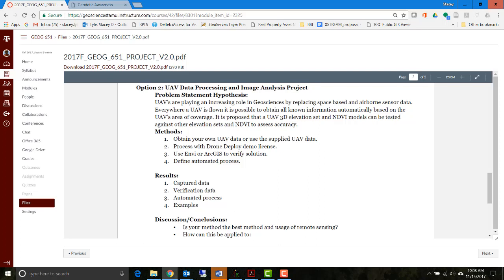So the results will be your captured data, your verified data, the automated process that you see this being done, and then an example where you took and processed that data. I'll have several tutorials and videos and data all set up. It'll be your own project, but how well you do it and how you produce it will look really good. And understanding how to do this has a huge advantage to the industry and to you.